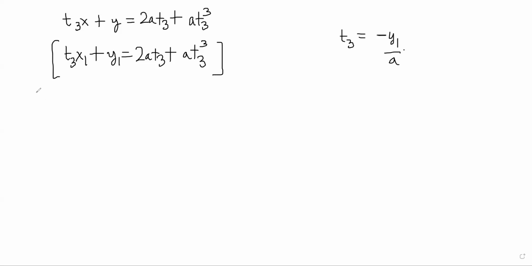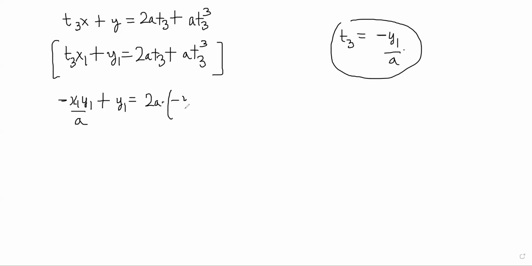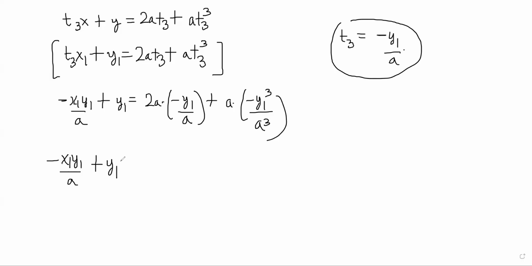Notice that we have already eliminated T1 and T2 by coming up to the value of T3 as minus y1 by a. So now if I put this T3 here, we get minus x1 y1 by a plus y1 is equal to 2a into minus y1 by a and plus a into minus y1 cube by a cube. What we will get is minus x1 y1 by a plus y1 is equal to minus 2y1 plus, this is also negative actually, minus y1 cube by a square.